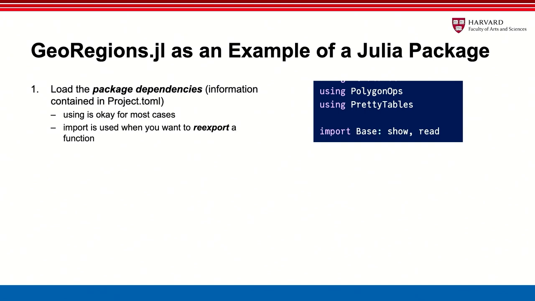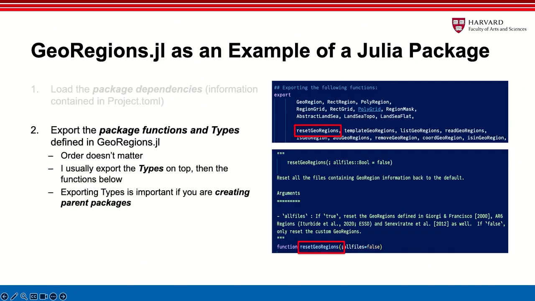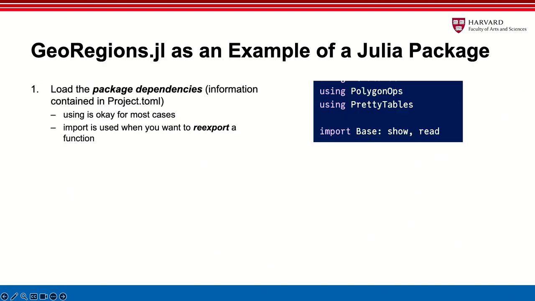So, loading package dependencies: using is okay for most cases, but when you want to define a new method for a function that already exists, for example in Base, you need to use import. Base is always loaded. So show and read are functions that are always loaded in your package when you're using Julia. If I want to define a new method for show and for read, I need to use import. So import is when you want to define a new method. You cannot use using.